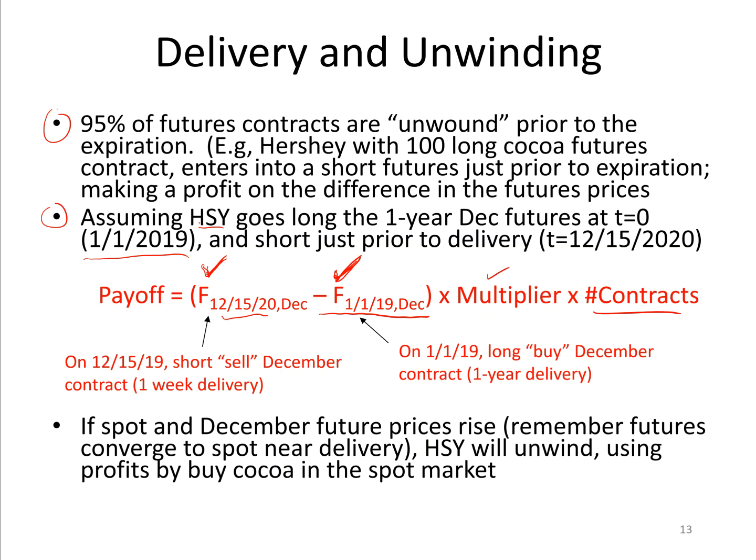In other words, if the price of cocoa goes up in both spot and forward markets, or spot and futures markets, the futures price is going to go up, which is going to give them a profit between the price at which they originally went long and the new price at which they went short. So that's how they're going to hedge their overall exposure.